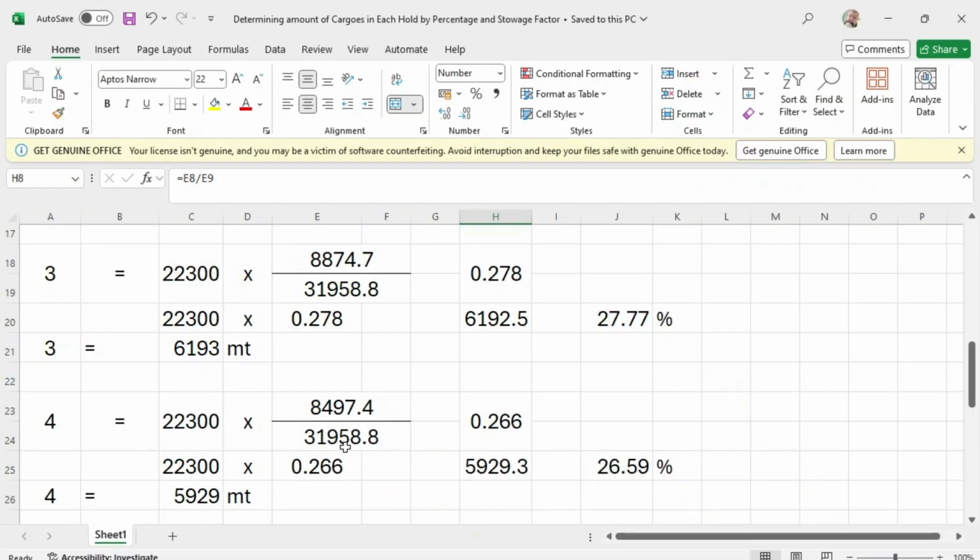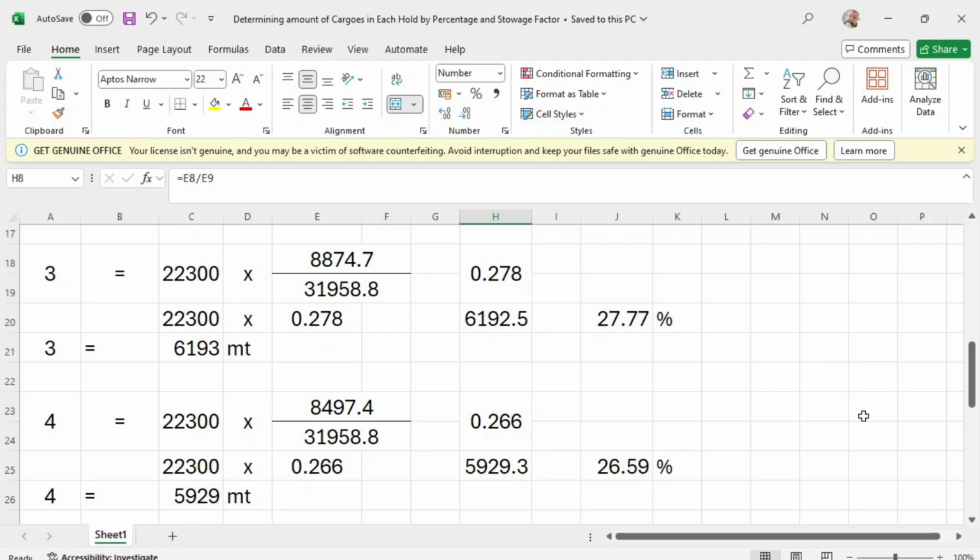Divide your total capacity of 319558, then you have a percentage of 0.226, which is roughly about 26.59%. And with this percentage, multiply this one with your total cargo to load, and you get a value of 5,929.3, which you round off to 5,929.